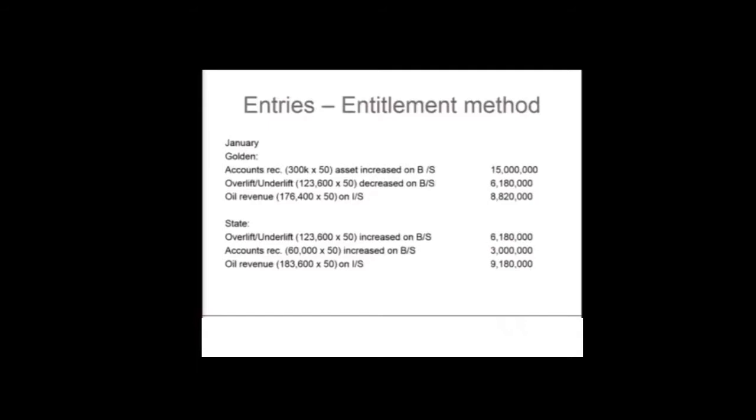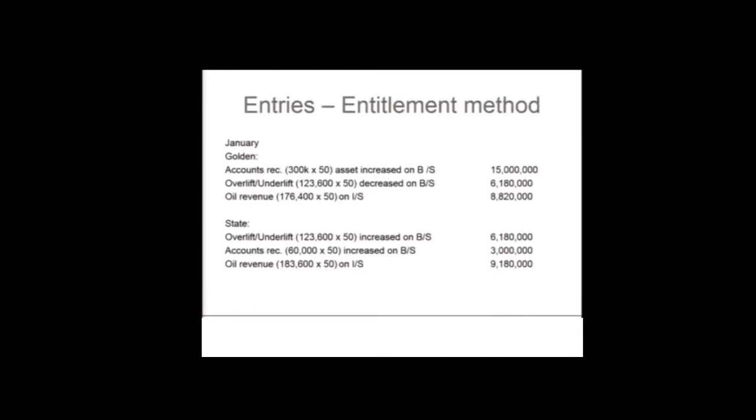They are owed reserves or future production, let's say. So they underlifted by 123,600 barrels at $50. That's an increase on their balance sheet in the over-under account, or in other words, they have a positive or a receivable because they underlifted, $6,180,000.